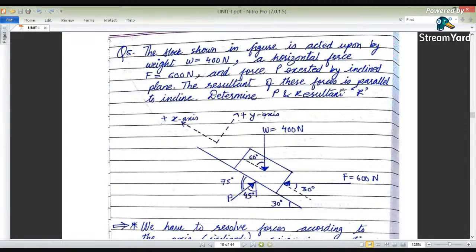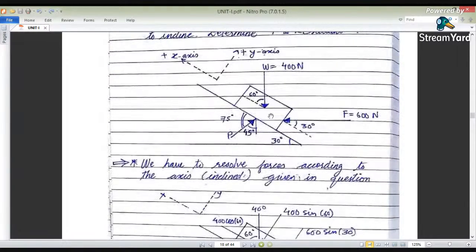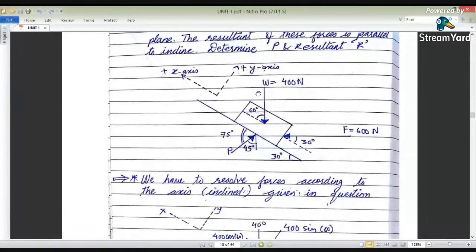The resultant of these forces is parallel to the incline. Determine P and the resultant force. So we have to find the force P and the resultant. With the help of this figure we will find the force P and its resultant. Most important here are the X and Y axes, the axes along the X and Y planes.